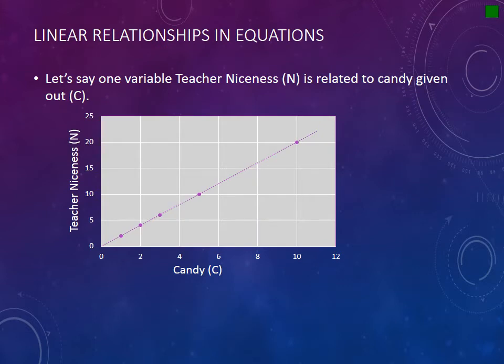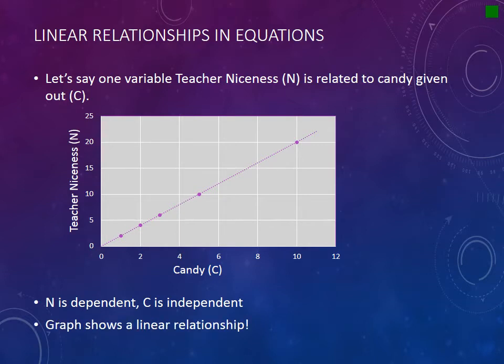So let's imagine a relationship between two things in the real world: teacher niceness and candy given out. And we'll plot the data on the graph that you see before you and draw a line of best fit. And we can notice a couple of things. We have a straight line, which means this is a linear relationship.